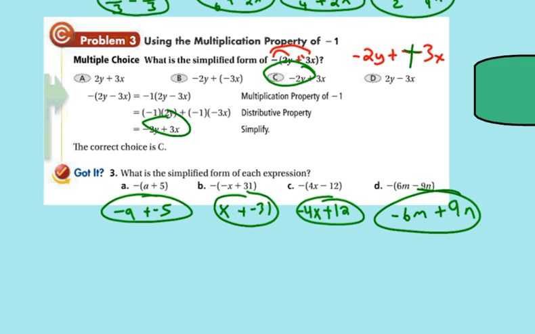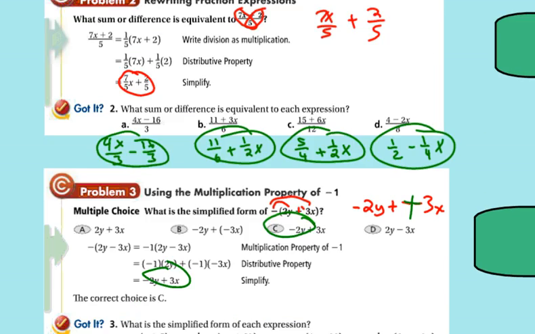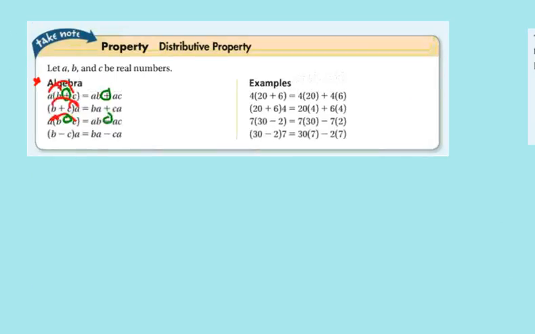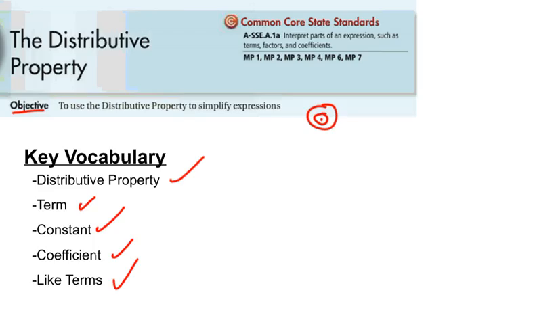All right, and that is pretty much a good chunk of examples that you'll need to know how to do the distributive property. So let's look back at our goal, which originally was to use the distributive property to simplify expressions, and we certainly did that with many expressions. So I hope you got something out of this lesson. If you have questions, make sure you ask your teacher as soon as possible.